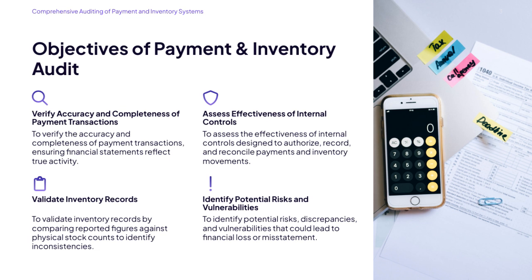Another key goal is to validate inventory records by comparing the reported numbers with actual physical stock counts. This helps us spot any inconsistencies that might exist. Lastly, we work to identify potential risks and vulnerabilities that could cause financial loss or lead to misstated reports, so these issues can be addressed proactively. Each of these objectives plays a vital role in maintaining accurate and reliable financial and operational information.